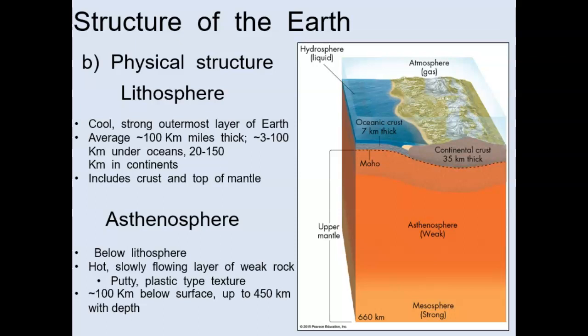It is the outermost layer of the Earth in terms, again, of the physical properties, and it is made up of 2 chemical composition layers. The uppermost part of the mantle makes up the lower part of the lithosphere, and then the whole crust makes the upper part of that lithosphere.